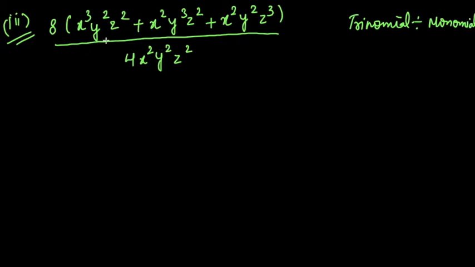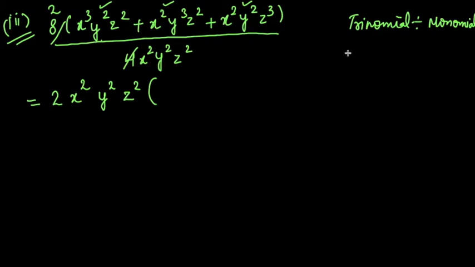This 8 is common, so maybe you can write it as 4 into 2. But out of the terms inside the bracket, we have 1, 2, 3. Let's see what is common. 2 as it is. Then we see x cube, x square and x square, so x square can be common. Y square, y cube and y square: the highest common factor will be y square. And similarly z square can be common.